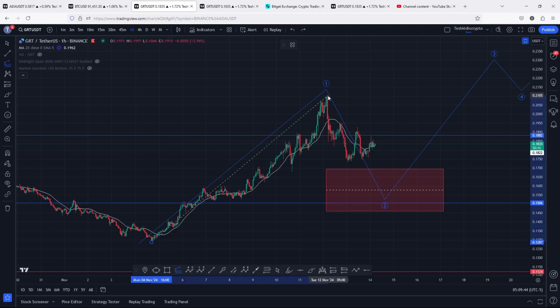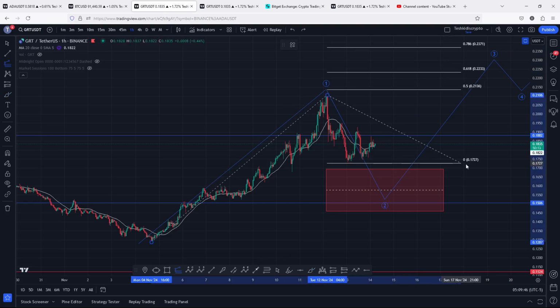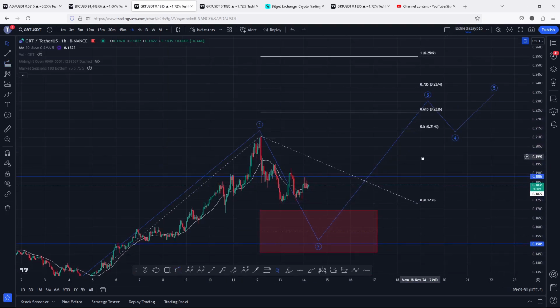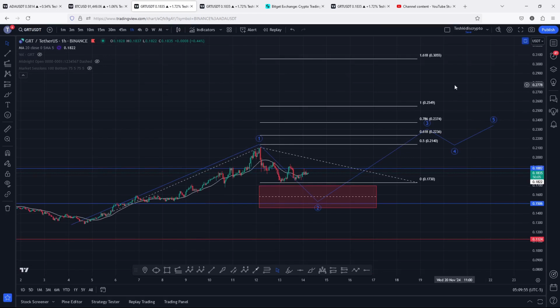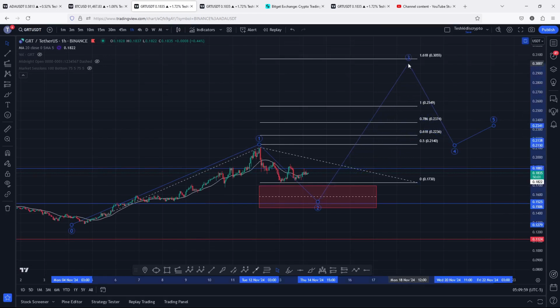whose minimum target areas can be given by connecting the trend-based Fibonacci from the low of the first wave to the high of this wave 1, then dragging the fibs to the lows that we have at the moment for the second wave, and that gives me a minimum target area for the third wave at the fib level 1.618, and that lies above the 0.3055.